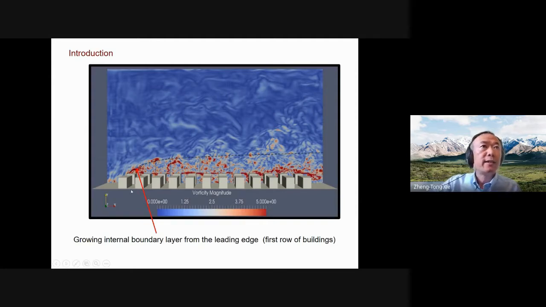The big question we try to ask is whether the thermal stratification will change the height of the interface, for example. So this is another point of this talk, of this research.